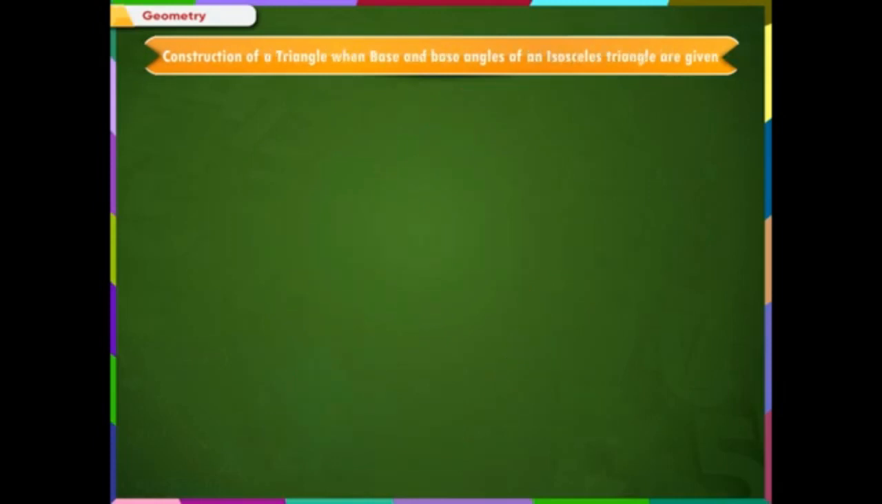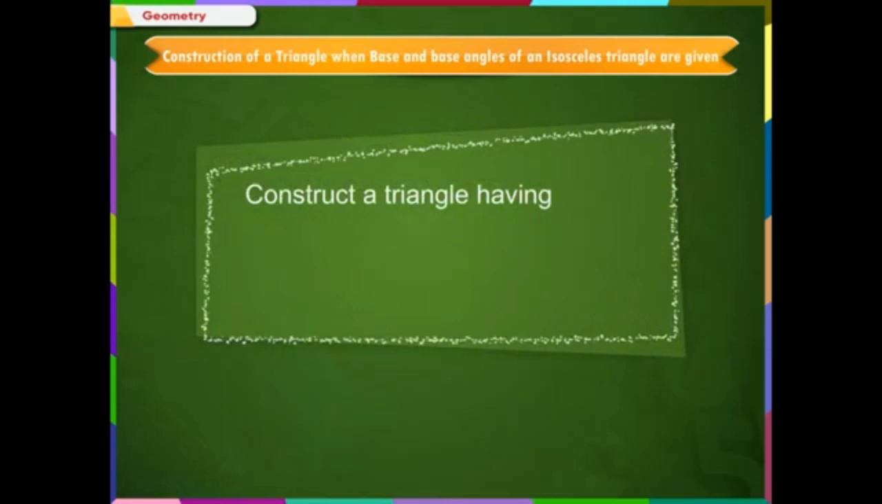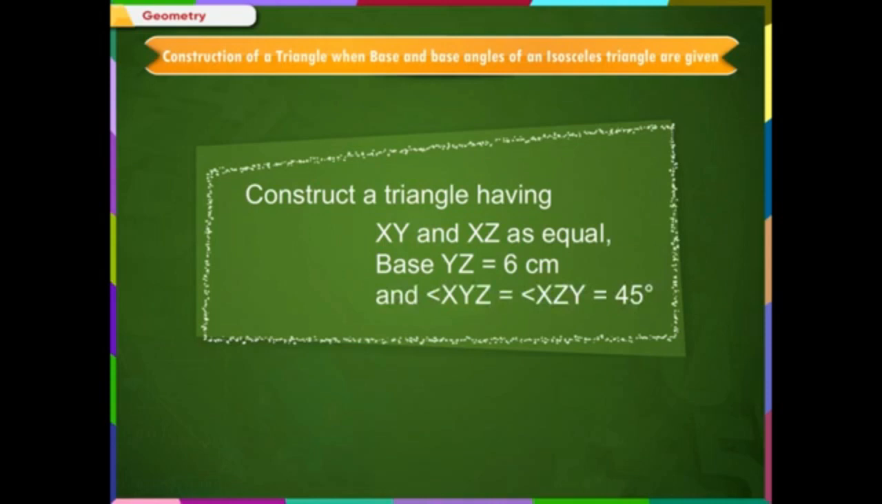Construction of a triangle when the base and base angles of an isosceles triangle are given. Let us construct a triangle having XY and XZ as equal. Base YZ is equal to 6 cm, and angle XYZ is equal to angle XZY is equal to 45 degrees.